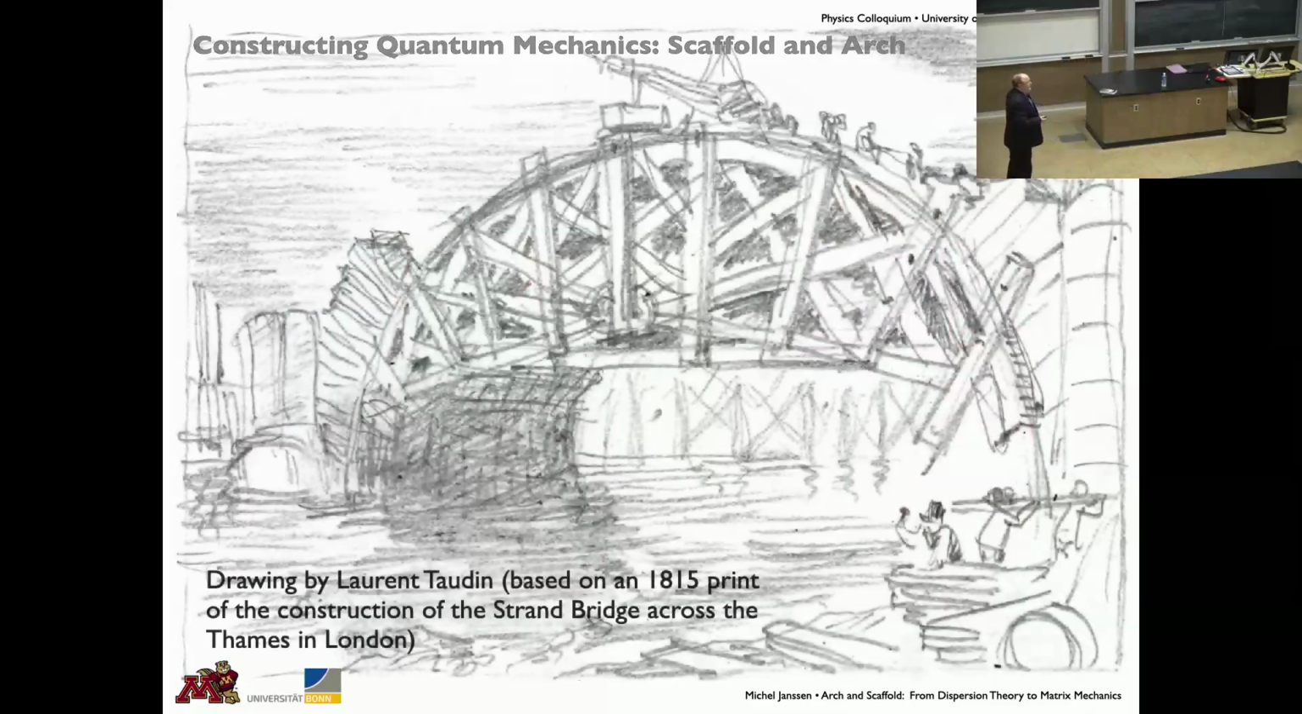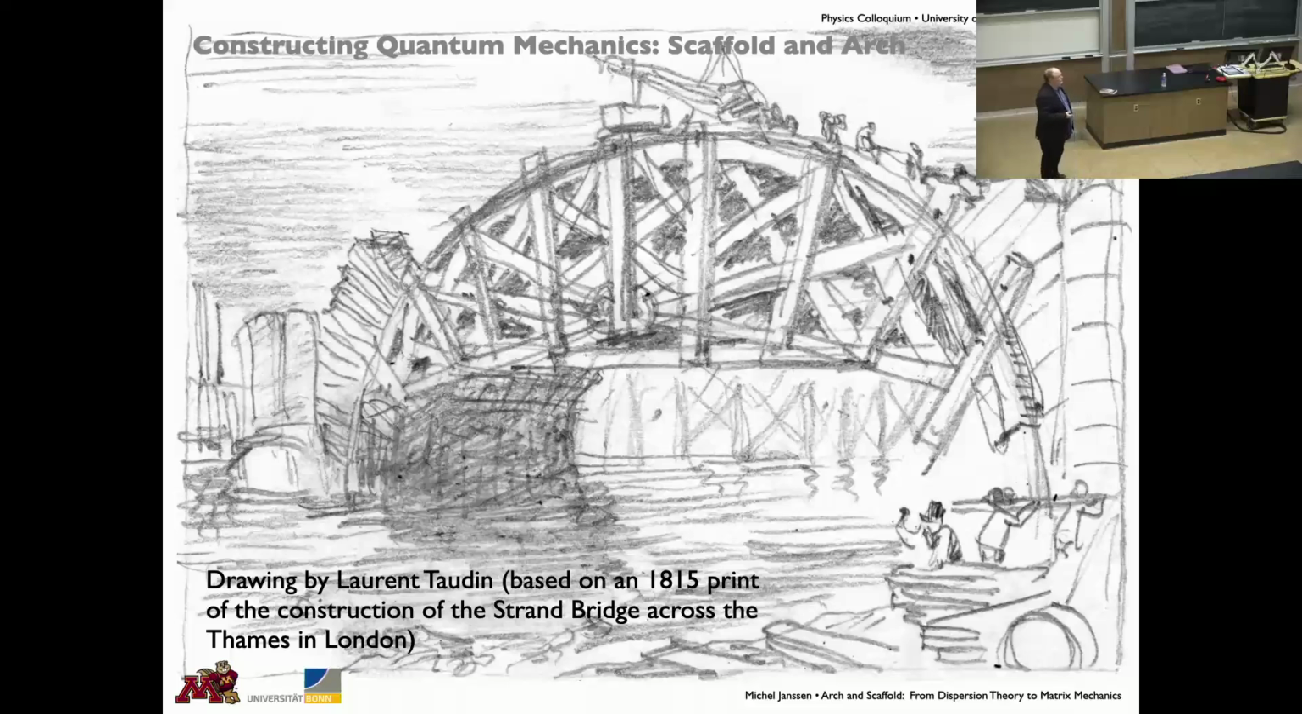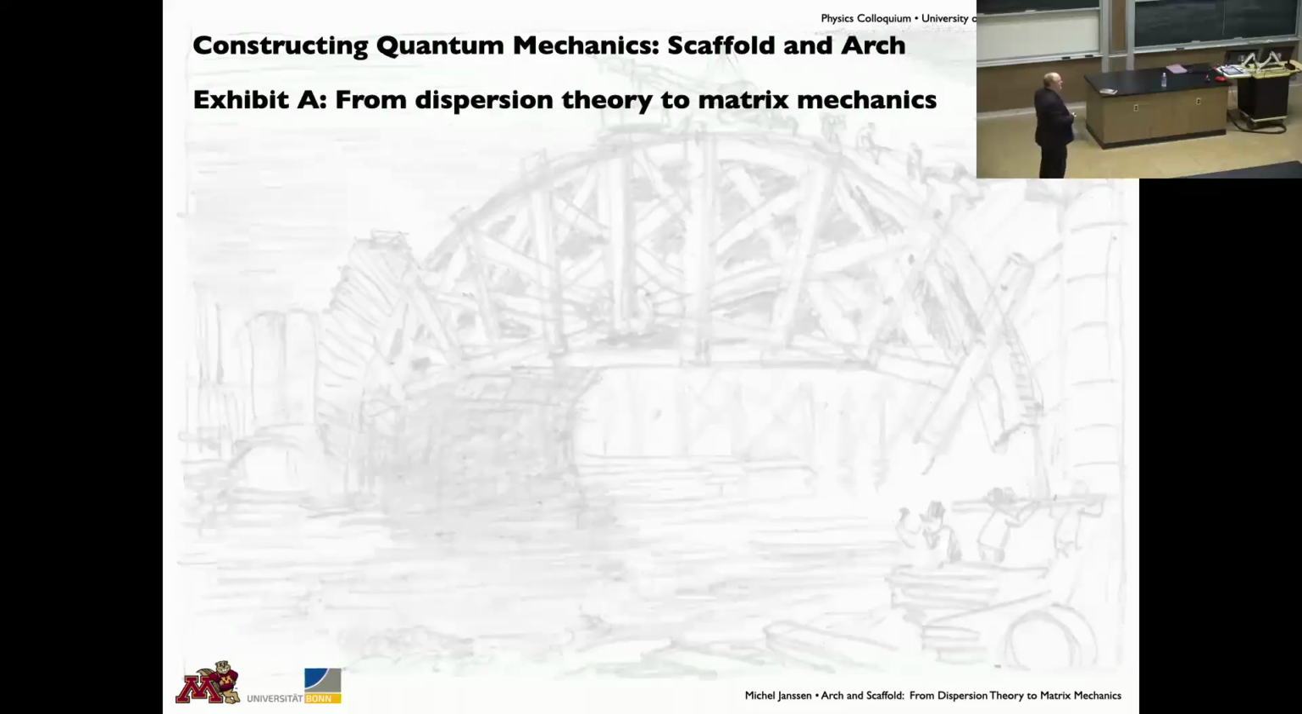The background image that you're looking at is a drawing by a cartoonist I've been working with, Laurent Taudin, and it's his version of a print of the construction of the Strand Bridge, later renamed the Waterloo Bridge, over the Thames in London. So this is the idea of the arch and the scaffold.